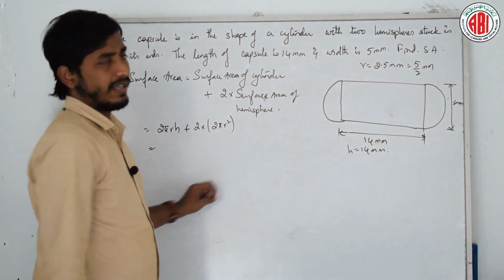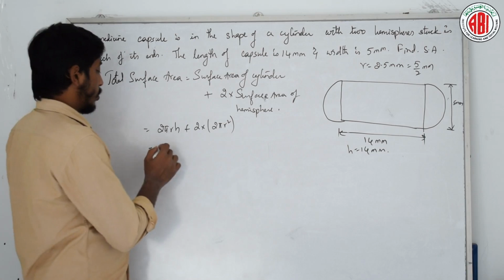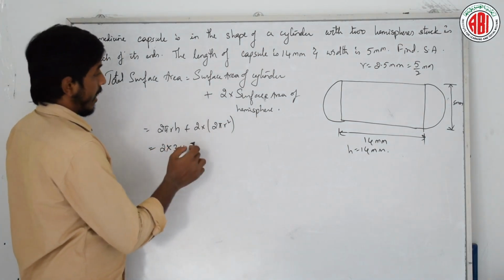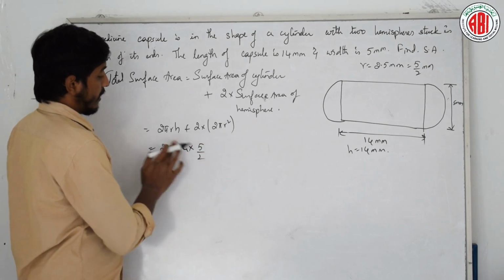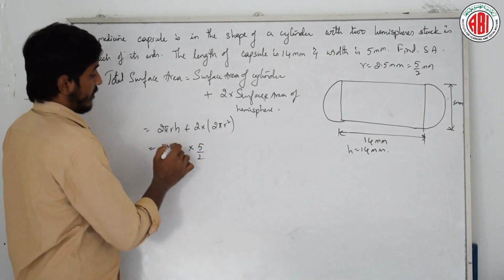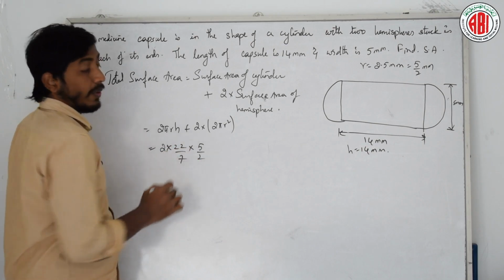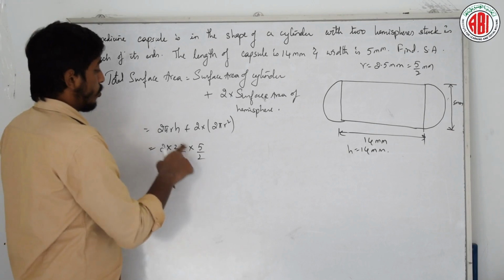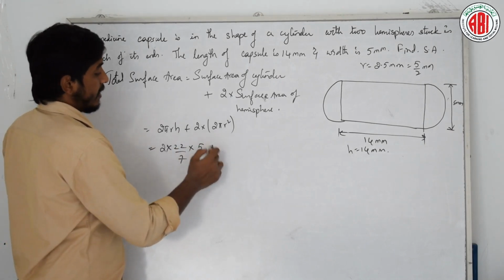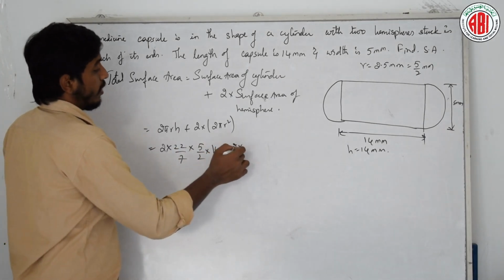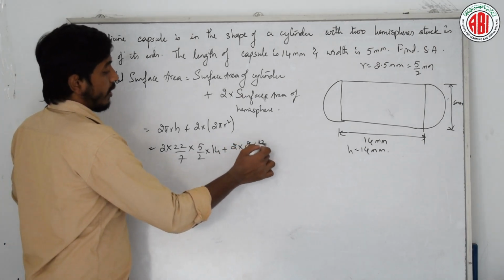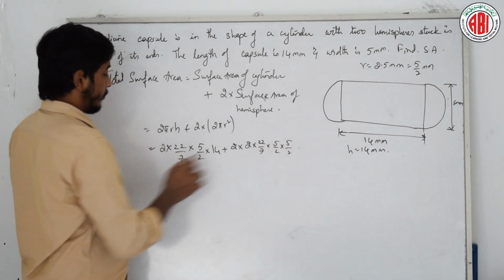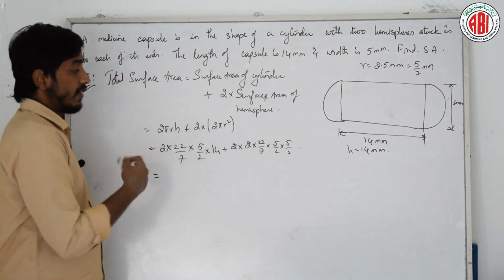Let us substitute it there. That will be 2 into 3.14 into what is r? r is 5 by 2. Let us write this as 22 by 7. Why? Because there is 14 there, so that we can cancel it. 2 pi r times h, which is 14, plus 2 into 22 by 7 into 5 by 2 into 5 by 2. Is it fine? Shall we solve?